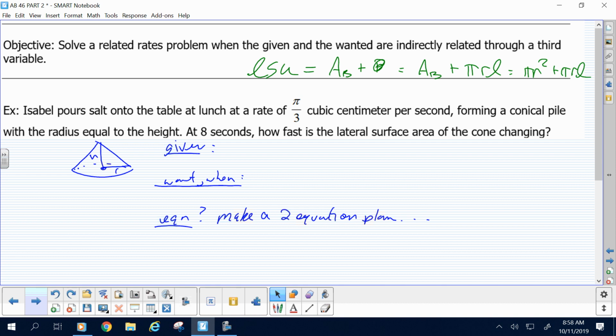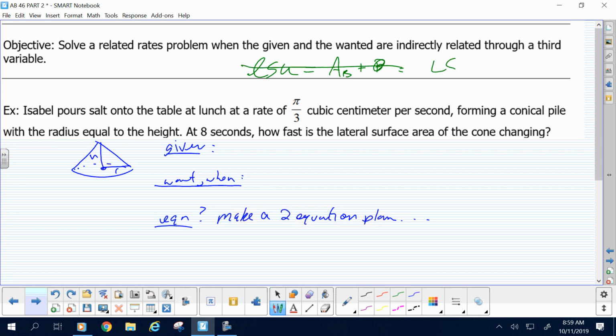Sorry, lateral surface area is just pi RL. Total surface area is pi R squared plus pi RL. LSA is pi RL. Sorry, apparently I'm the worst. Total surface area is pi R squared plus pi RL. Lateral surface area is pi RL.